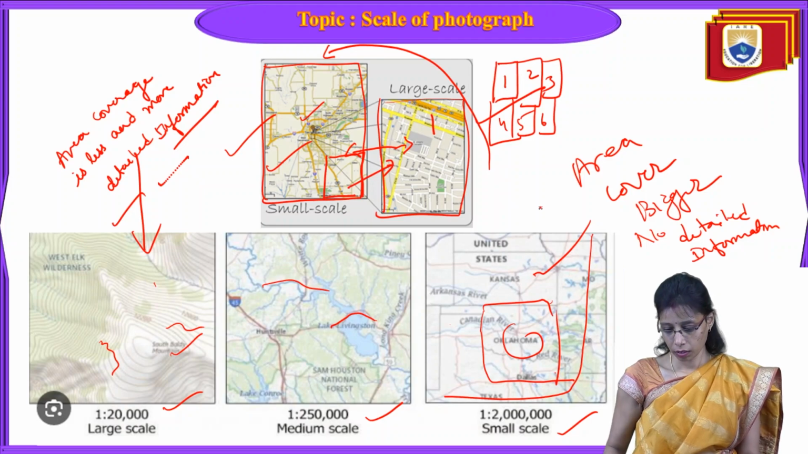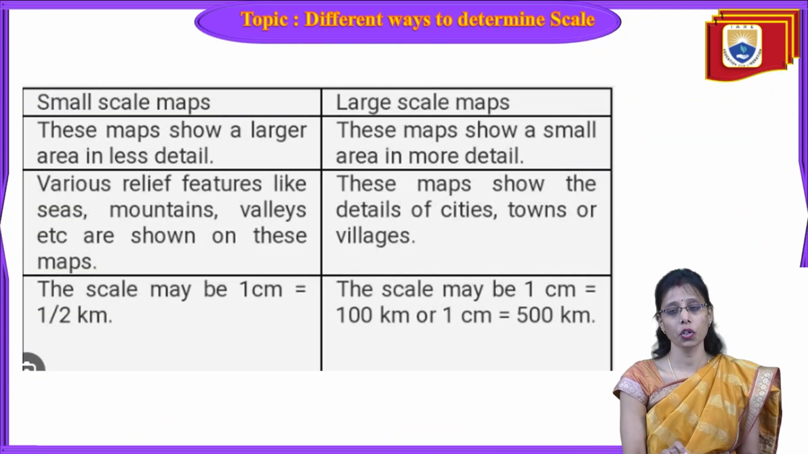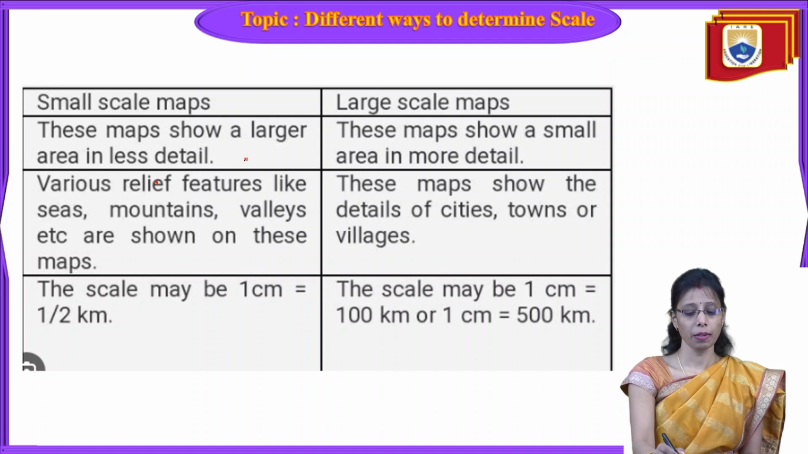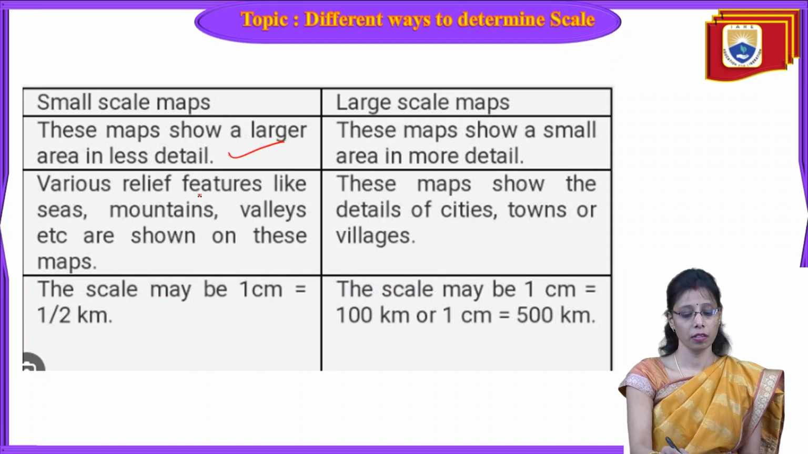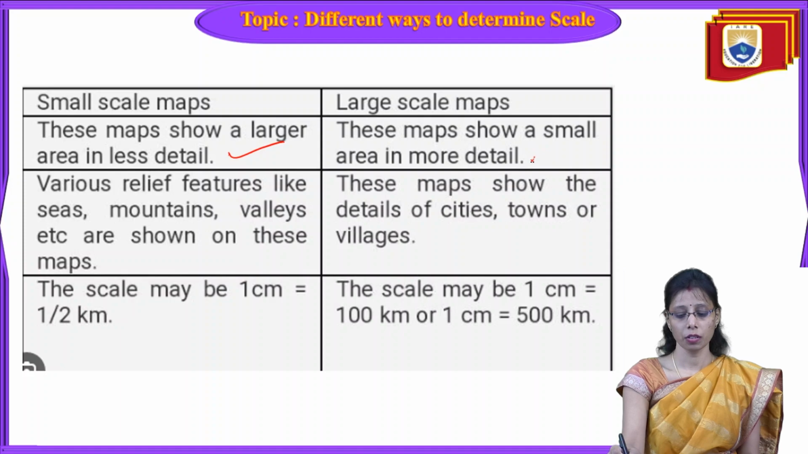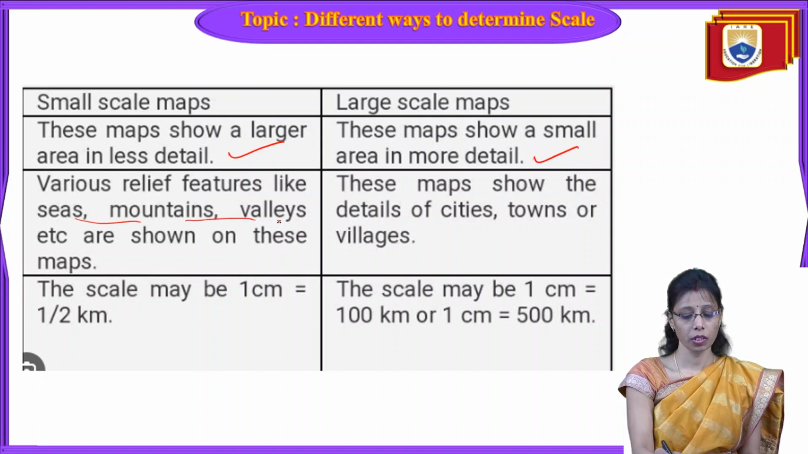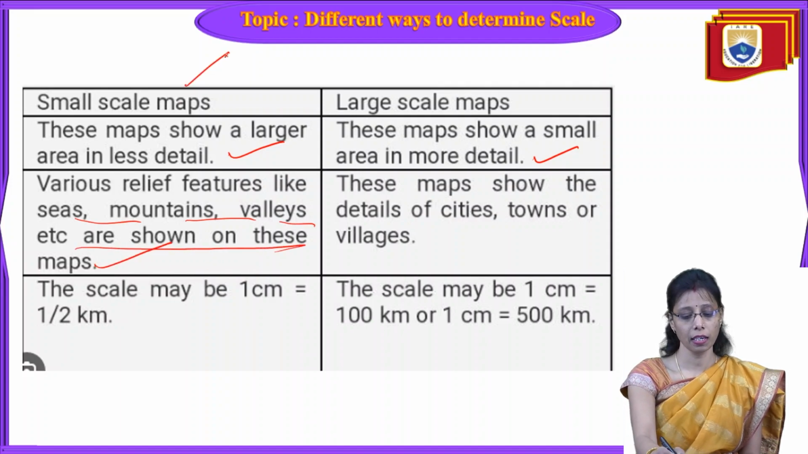Okay, so next, if you want to see the difference, these maps show the large areas in less detail, and these maps show the small area in more detail. Various relief features like sea, mountains, valleys, etc. are shown in these maps in the small scale. It means it is a broad classification.